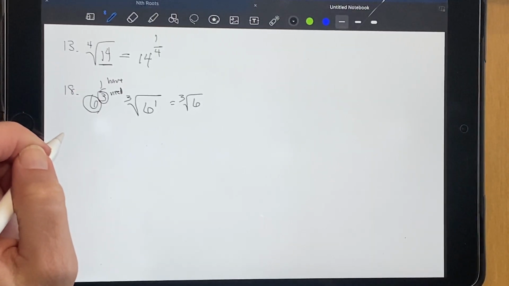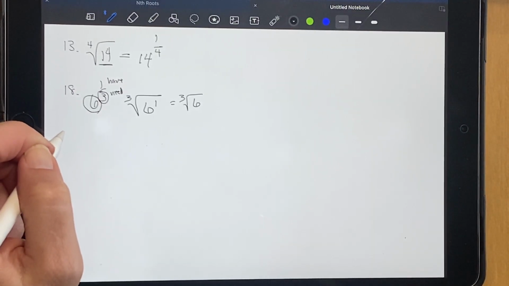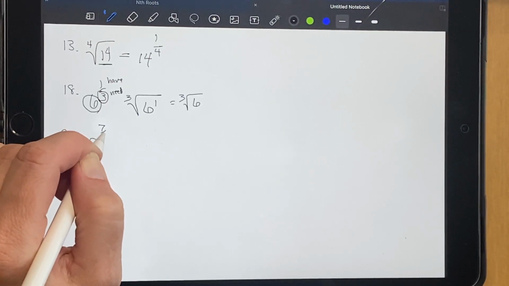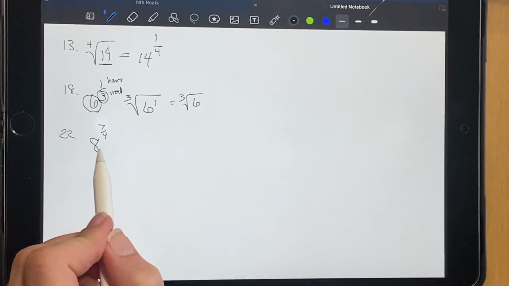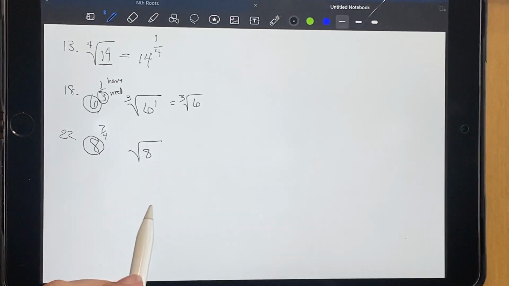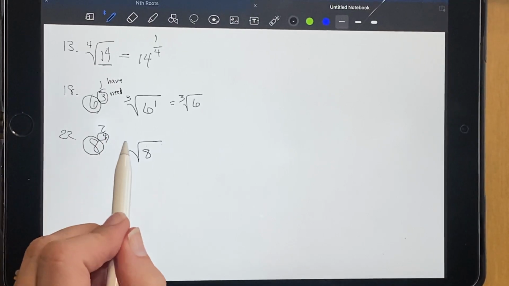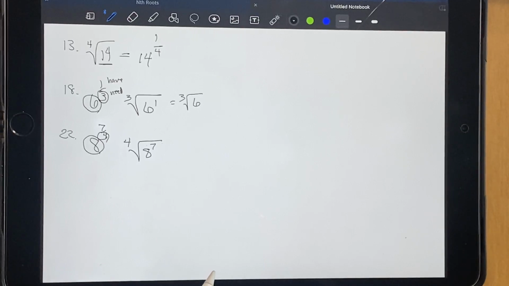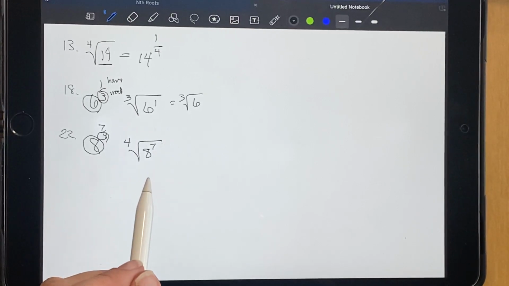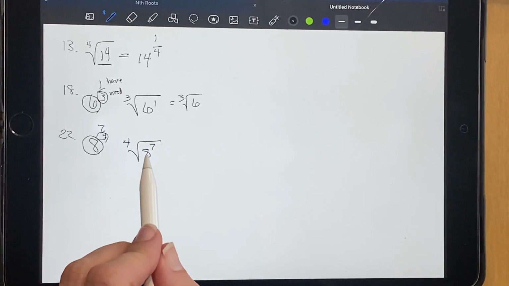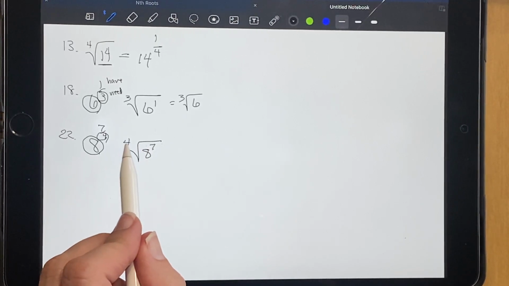If you have ones like number 22, where it says 8 to the 7/4, again, 8 is going to be our base. We're going to put our radical sign. 4 is our index. That's how many we need. And we have 7 of them. In this case, for your homework, you don't need to simplify it. If we were simplifying it, I have 7 and I only needed 4.